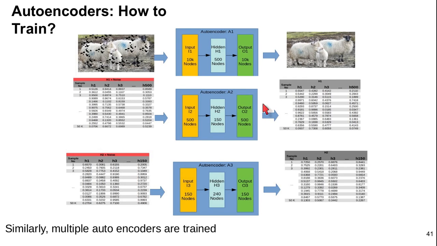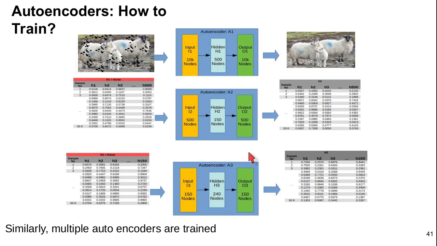We have seen that we can train an autoencoder A2 having the configuration 500 inputs, 150 hidden nodes, and 500 nodes in the output by training on the hidden value output of autoencoder A1 on a set of images. The output of hidden layer H1 of autoencoder A1 on a large number of images was collected. Noise was added to this output, fed as input here. The autoencoder A2 was trained to remove the noise from this input and recreate the output H1 of autoencoder A1.